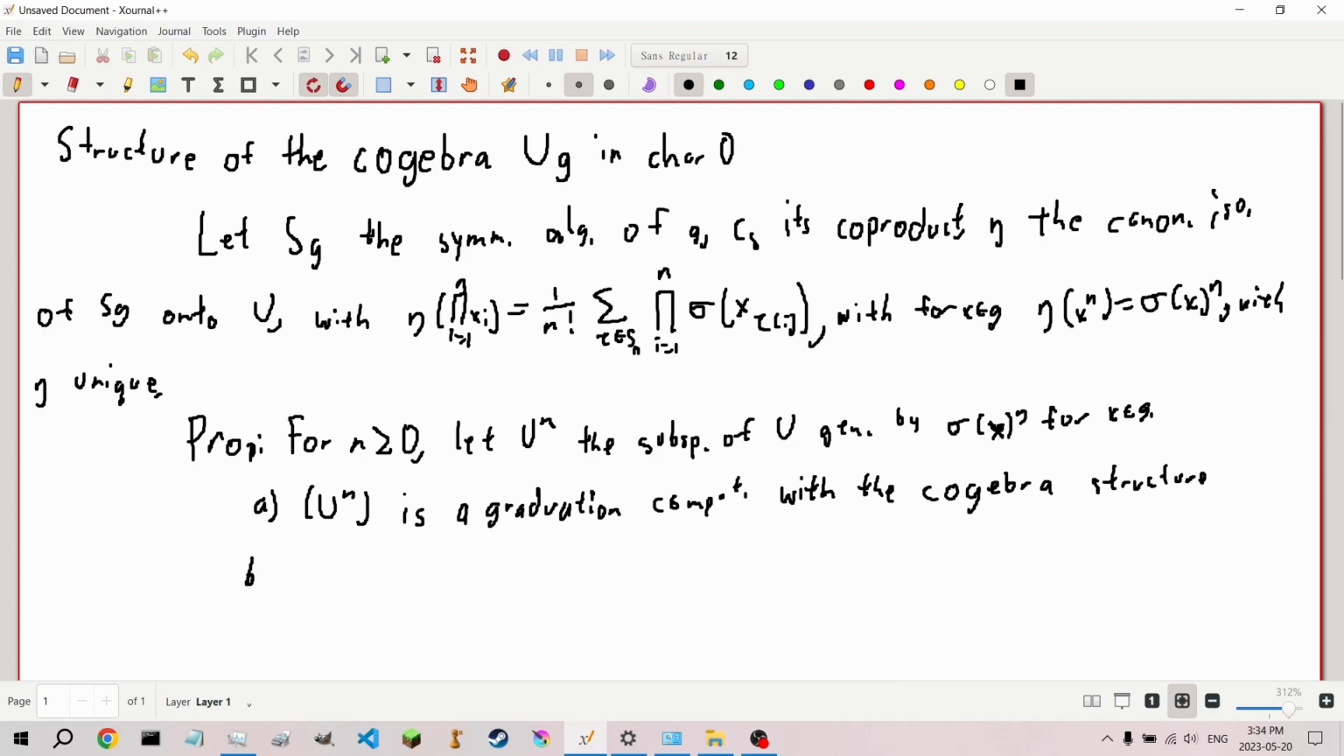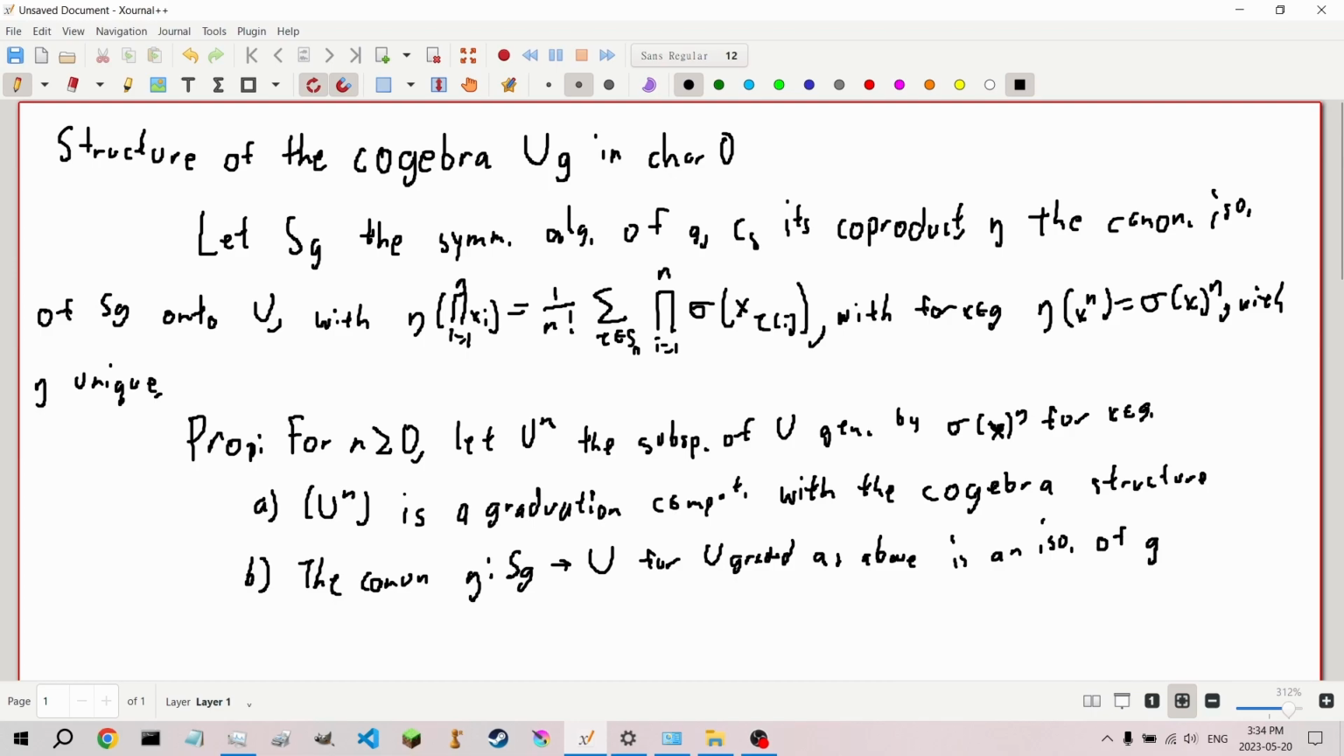Part B says that the canonical mapping eta from SG to U, for U graded as above, is an isomorphism of graded cogebras.